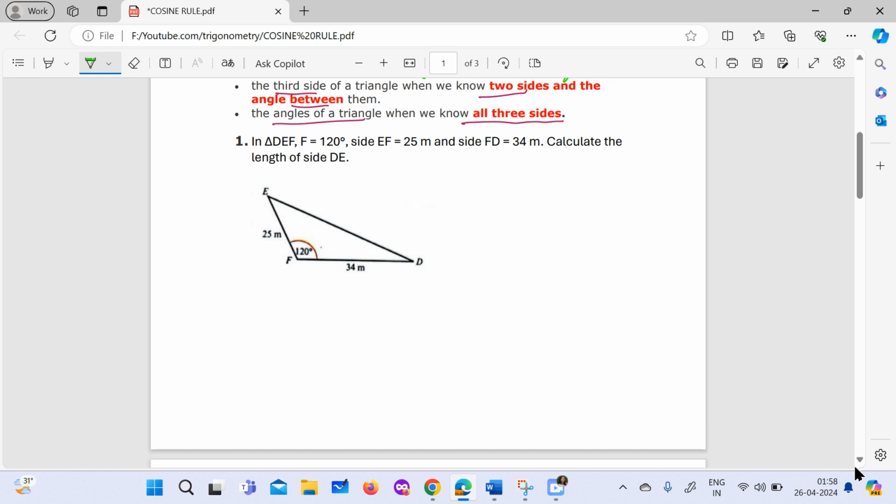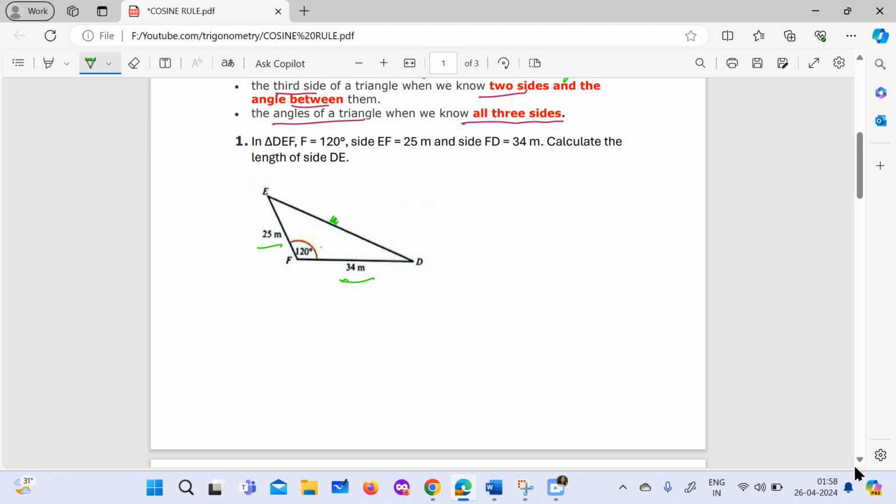Now let's see some example. In triangle DEF, F is equal to 120 degree, side EF is 25, side FD is 34. Calculate the length of side DE. So this is the third side which we have to find.